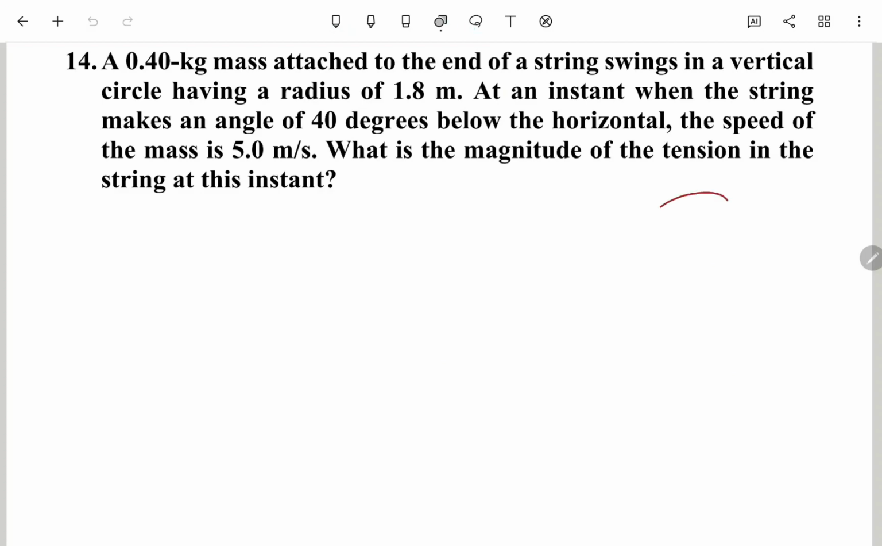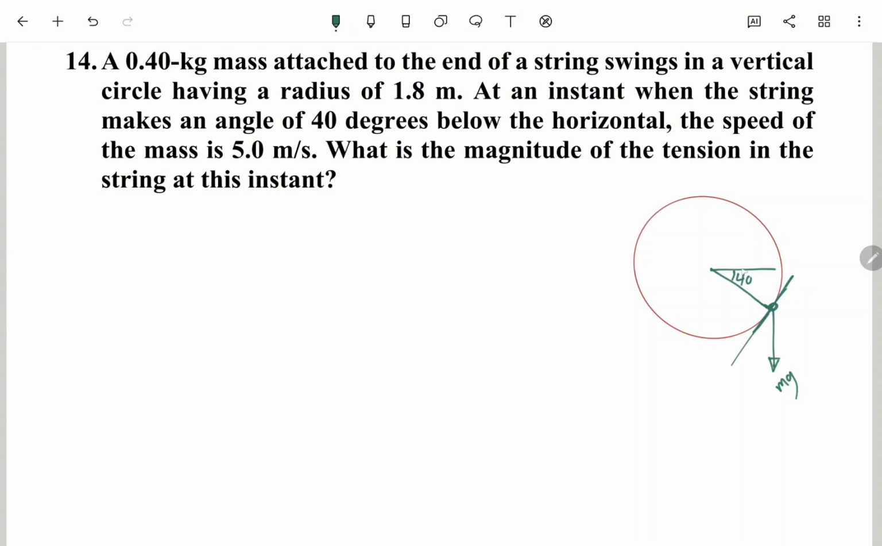Now let's draw the situation here. Here's the circular path, and this is the radius for the circular path, and it is making this 40 degrees below the horizontal, and we would like to find the magnitude of the tension in the string at that instant. So let's again have a free body diagram. This is the object here. So we have mg directed this way here, and this is tangent.